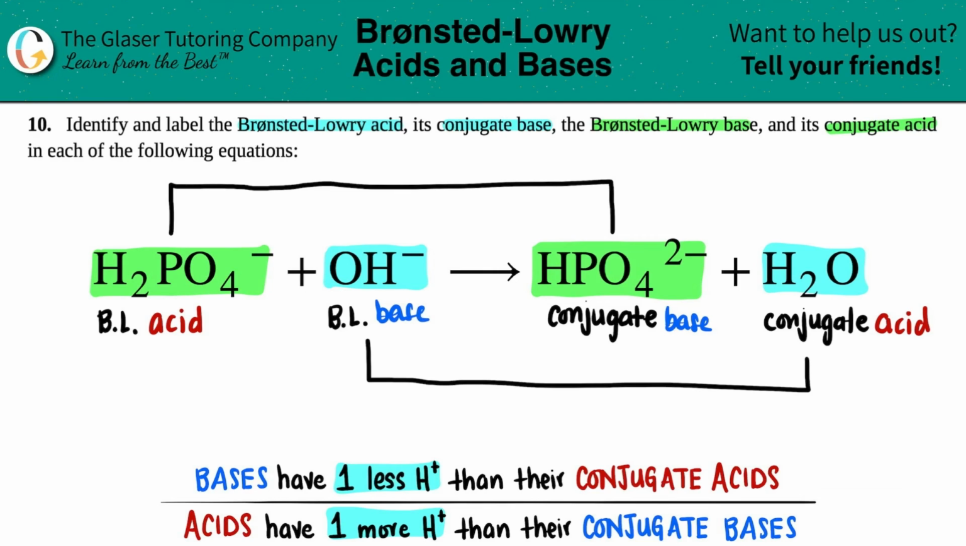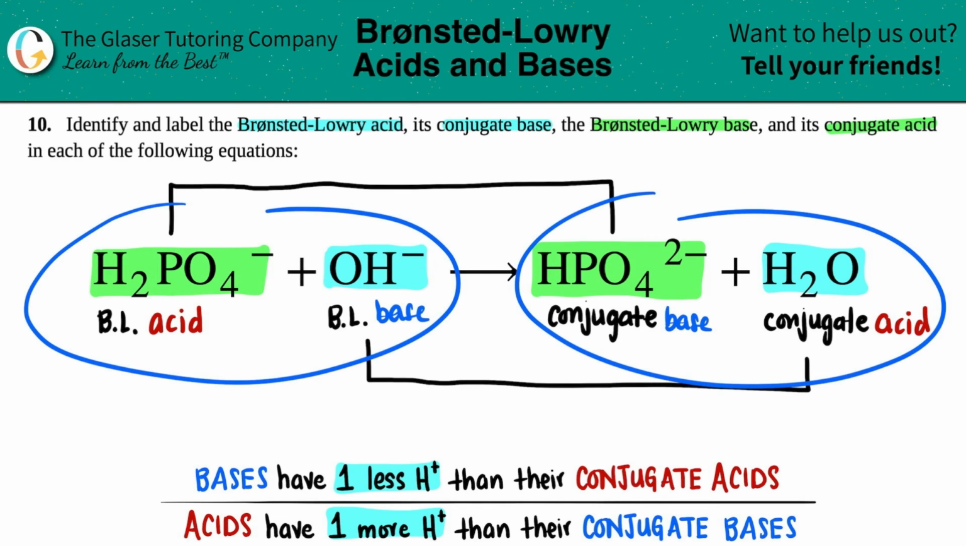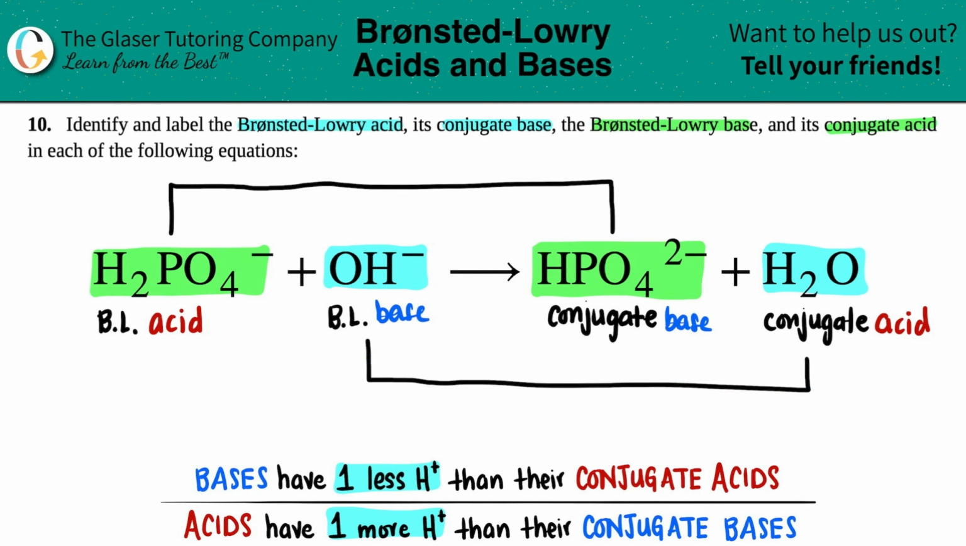And if you've noticed, on each side, you have one acid and one base. It's always going to happen like that. So if you do this and you see that you have two acids on one side or two bases on one side, go back and try it again. Something went wrong. But that's a good little check for you to do during a test or a quiz.